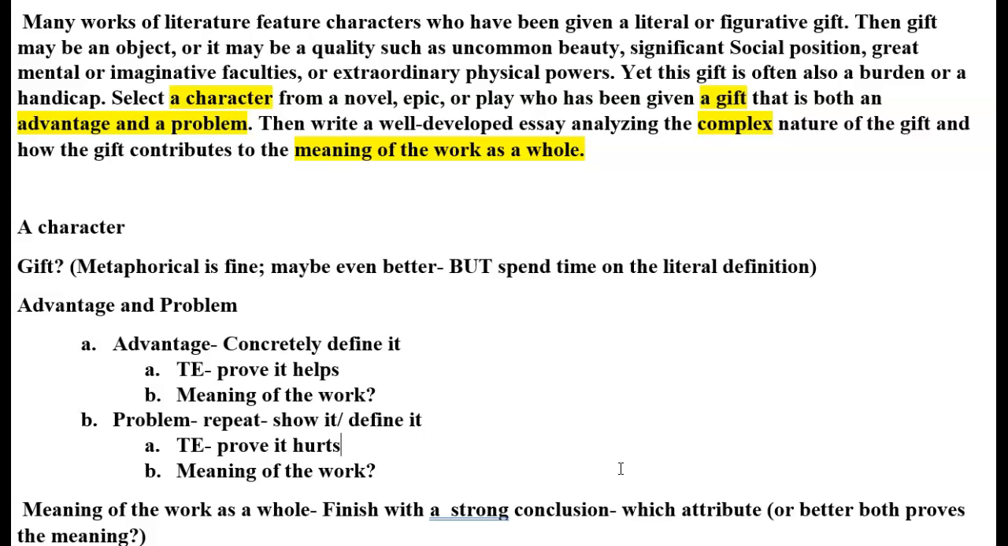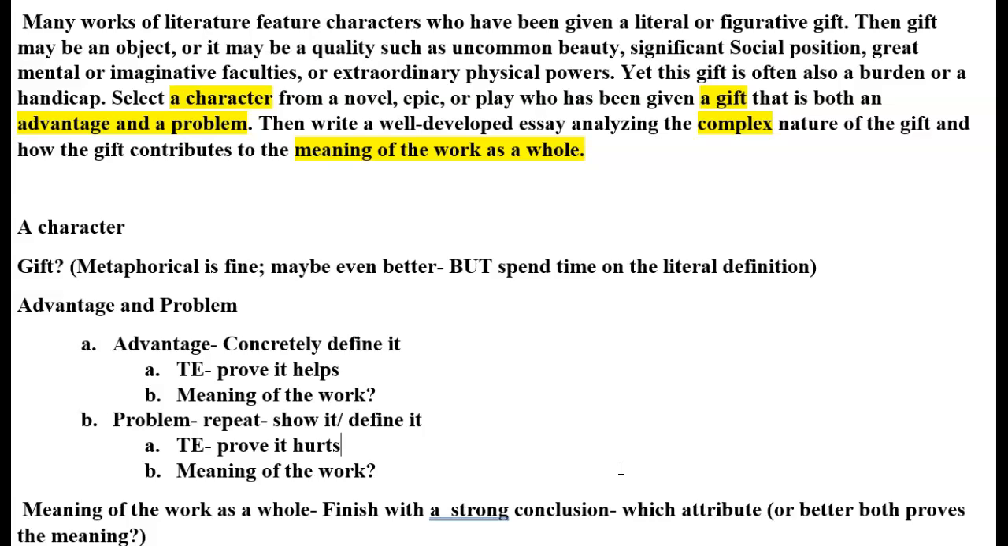If the prompt doesn't ask for the meaning of the work as a whole, please know that they do expect that. Okay, so what I bulleted out over here is just things I could tick off when I'm doing my little 10 minutes of planning. You need to make sure you identify a gift. So a metaphorical gift could be fine, but even better if you would, literal is good, but even better would be metaphorical.